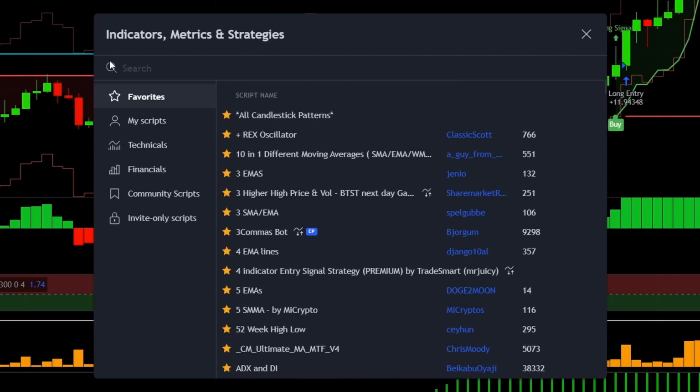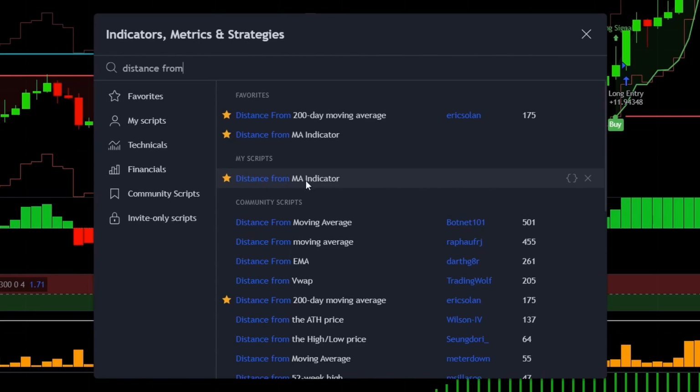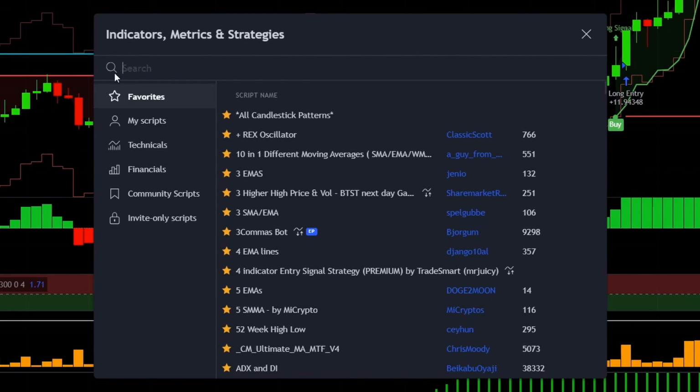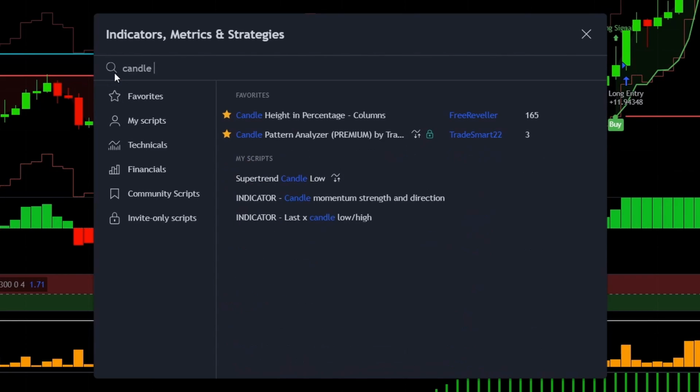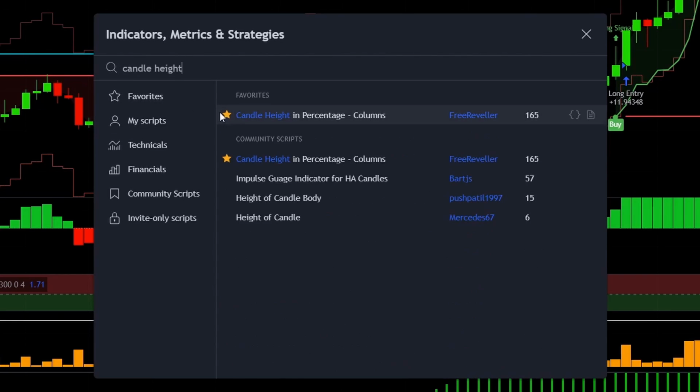Next up, the distance from MA filter is a filter that we developed, so for that I will leave a link in the description where you can get access to it for free. It will be this one. Next up, the candle height limiter. Add this one.